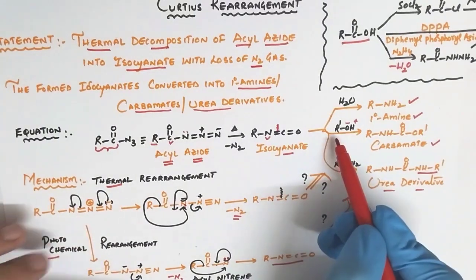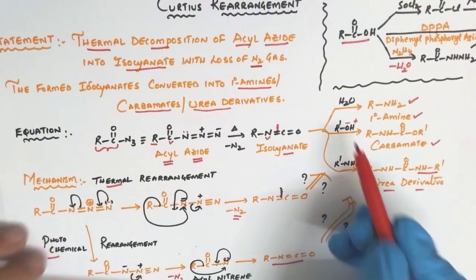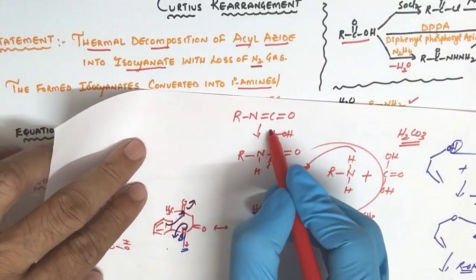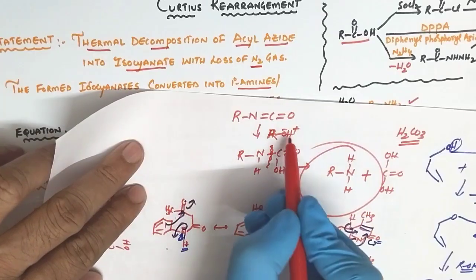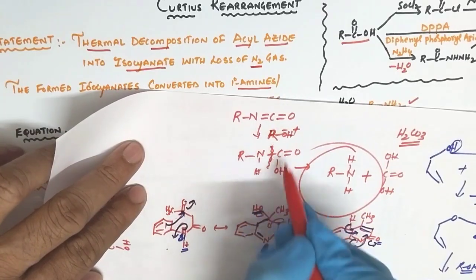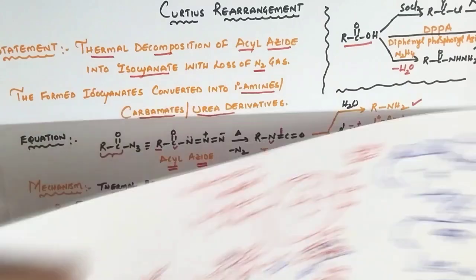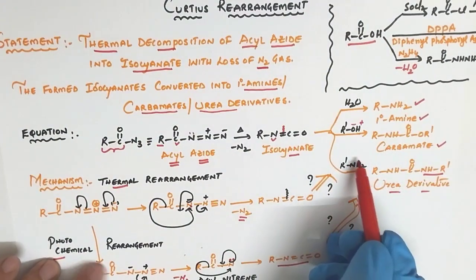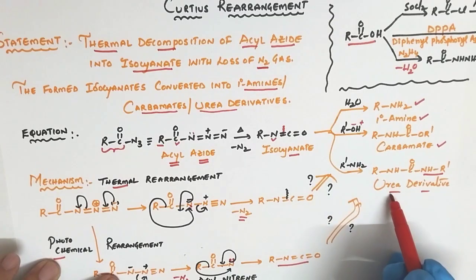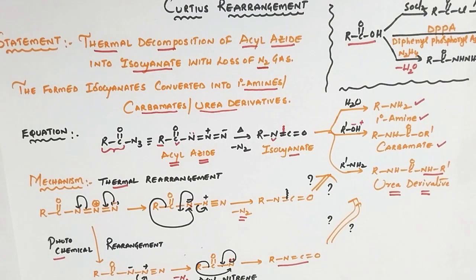Similarly, if the isocyanates are treated with alcohol, means ROH, so RO minus, H plus. The H plus will come here, then OR will come here. These types of compounds are called carbamates. Similarly, if these are treated with amines, we will come up with urea derivatives. So in this way, we can convert the isocyanates into either primary amines, carbamates or urea derivatives.